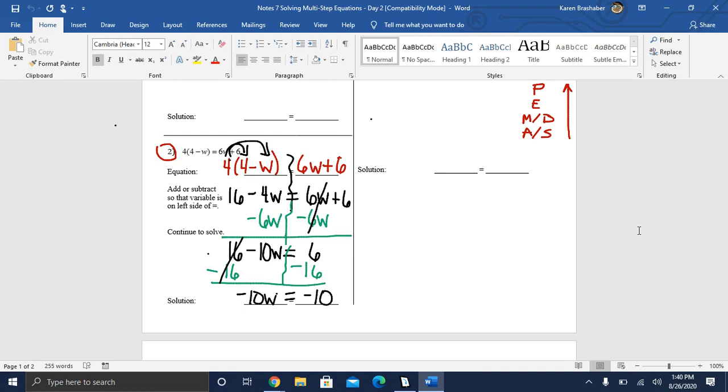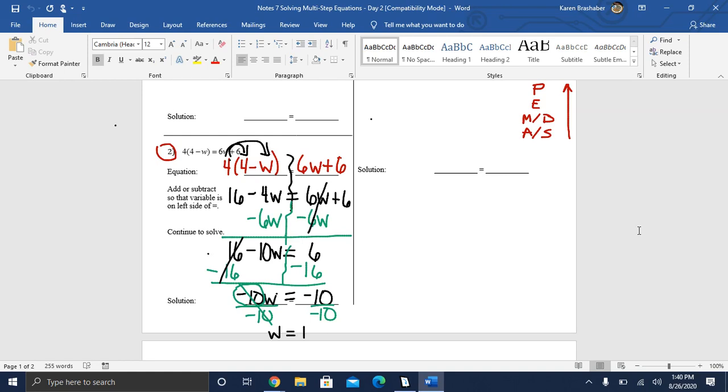And then I have a negative 10 in front of the w. I want to divide by that on both sides of the equal sign. So divide by negative 10, we'll have that canceling out, and we'll get w equals, and then negative 10 divided by negative 10 is a 1. W equals 1. So notice that if you do have parentheses, you want to simplify.